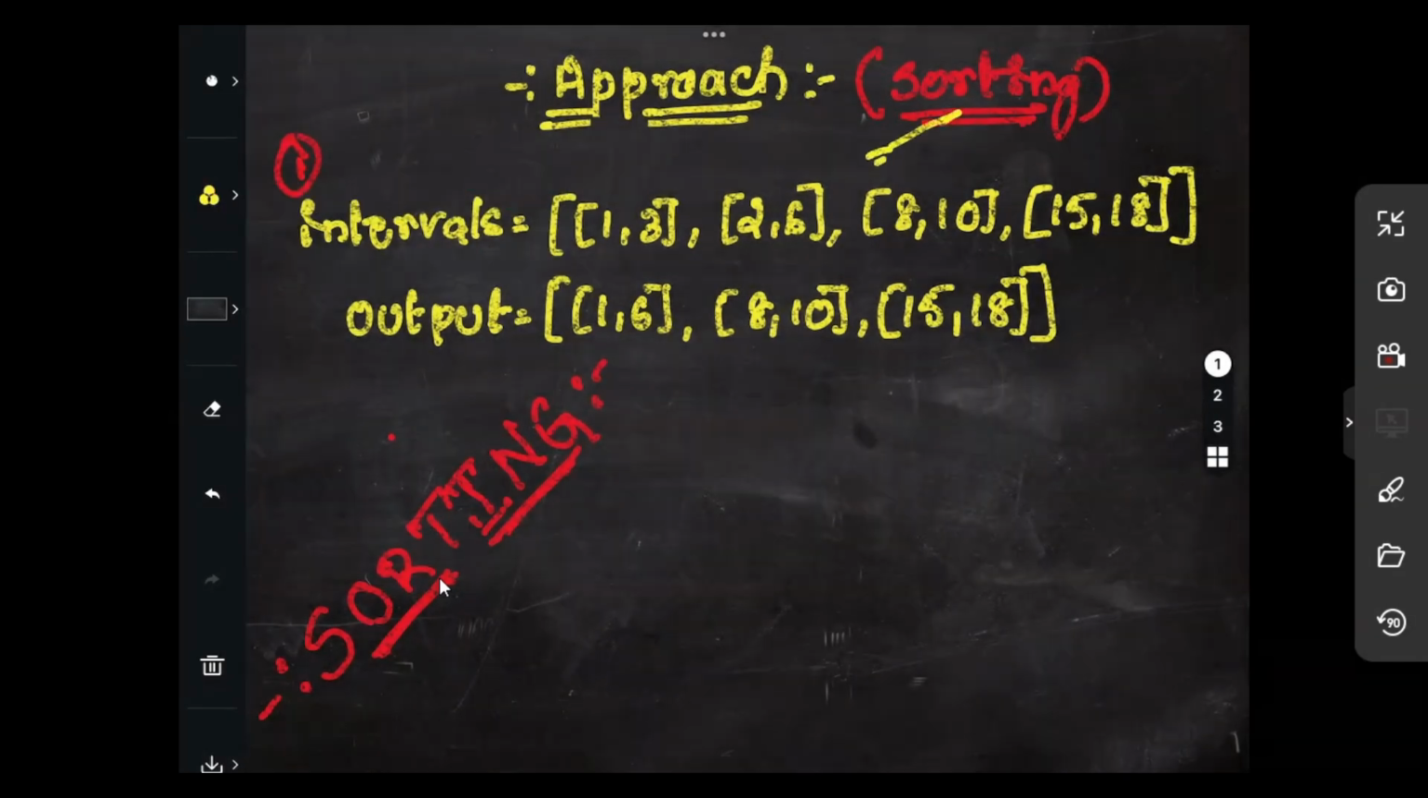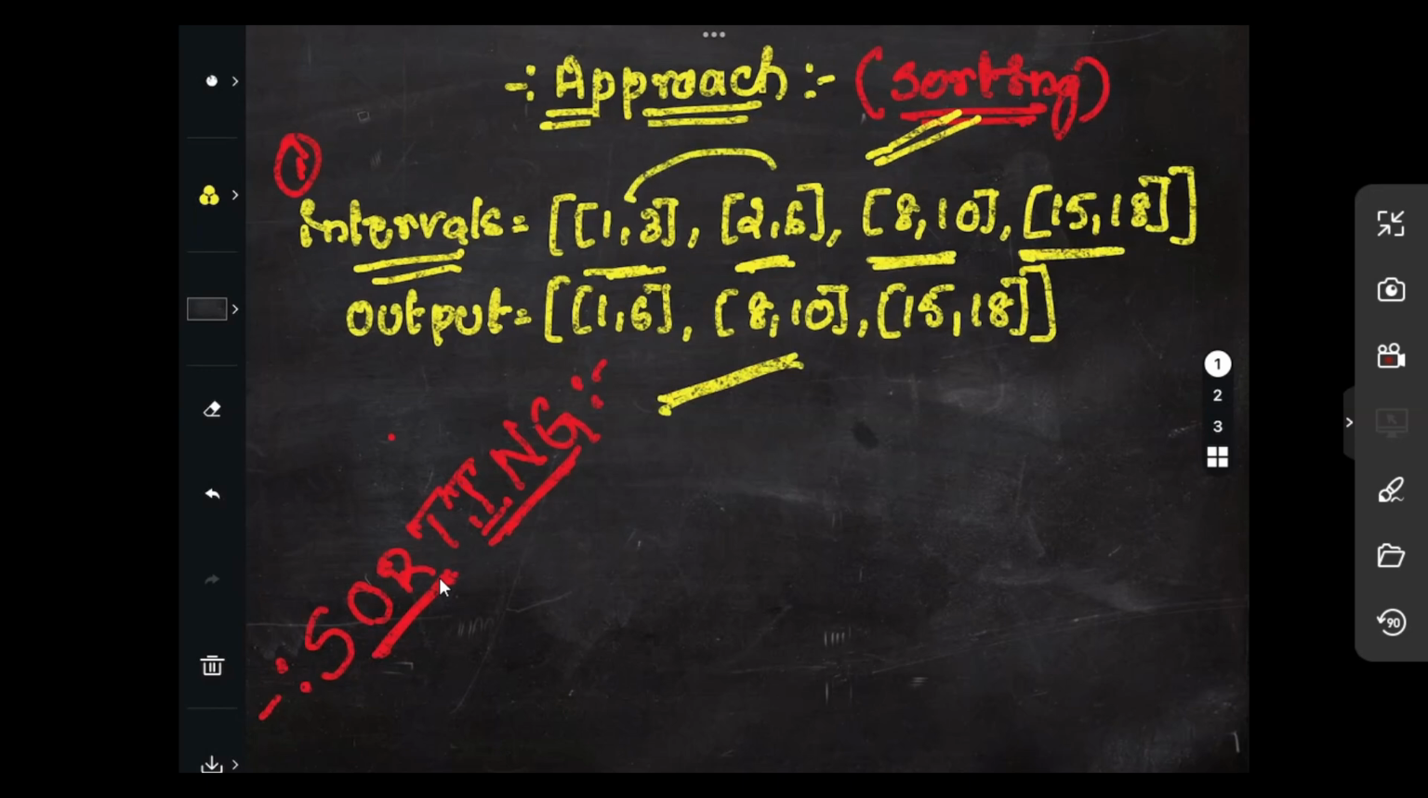Also keep in mind that we will be going with the sorting approach here. We'll be going with the sorting. It's the same thing: intervals 1, 3, 2, 6, 8, 10 and 15, 18. The output we need to get is this one and this one merged, and this one remains constant. We have already discussed this.